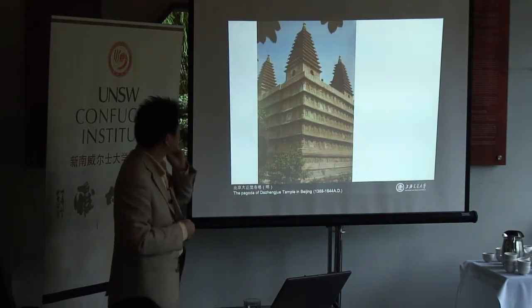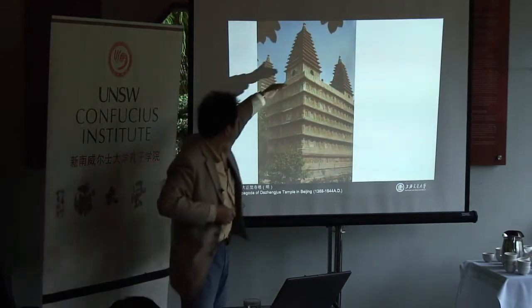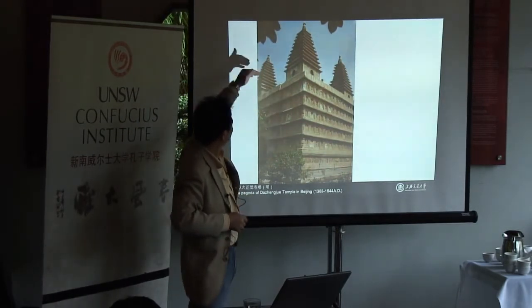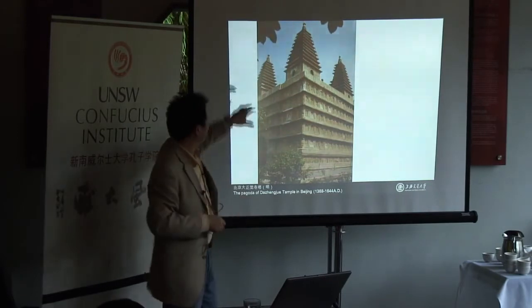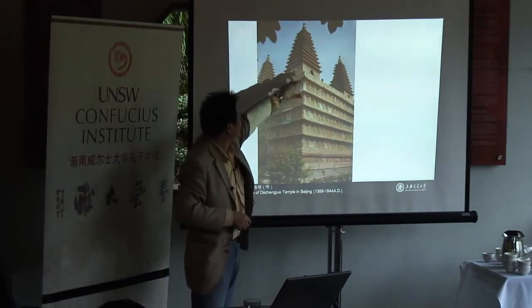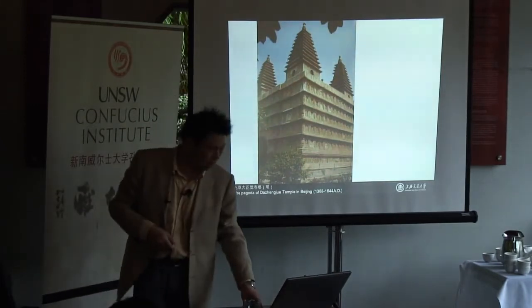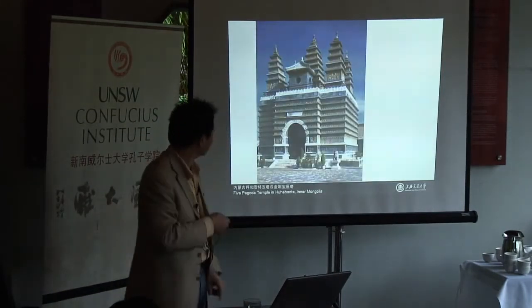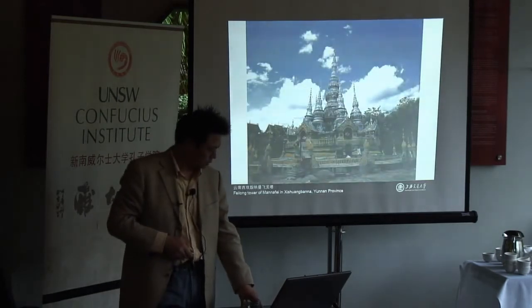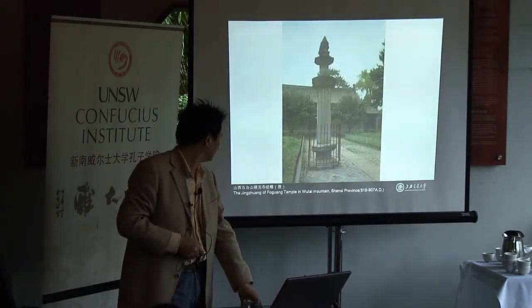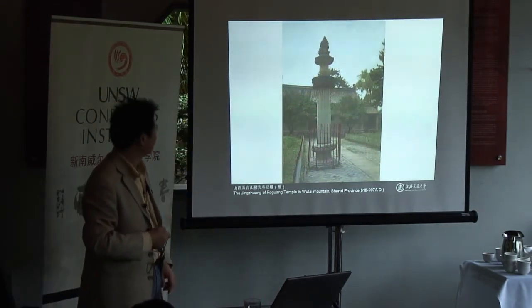This pagoda style is Vajrasana pagoda. It's a big stage. Over the stage, there are five pagodas, one on each side and a big one in the middle. This style is Vajrasana pagoda. Like this. Yunnan. This is Jin Chuang. This one is Jin Chuang.